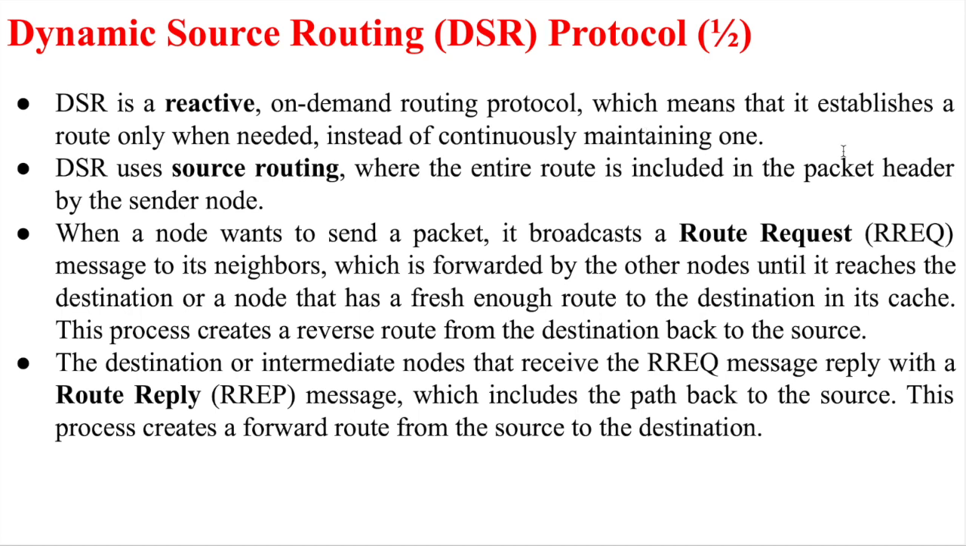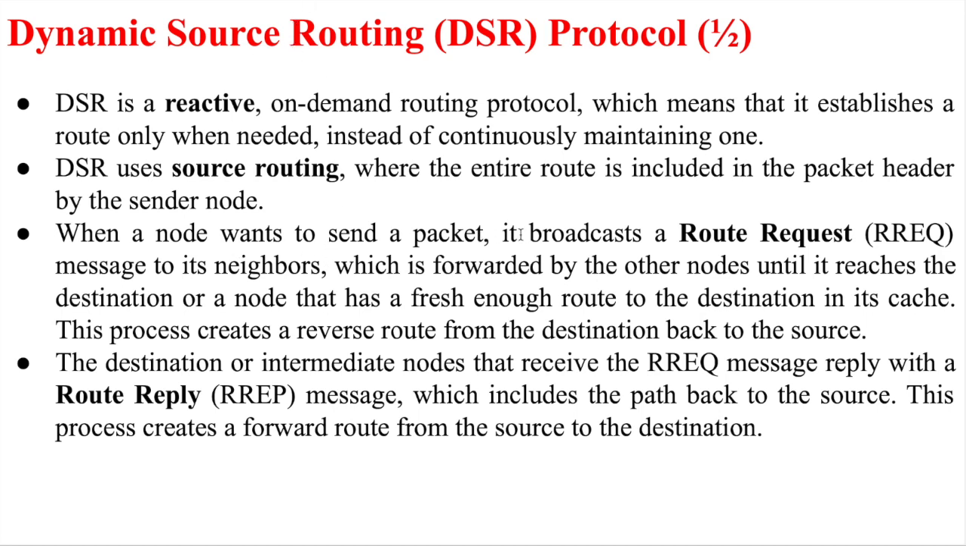That means whenever you require, you can make the path. And this is the source routing protocol where the entire route is included in the packet header by the sender. So whatever route you have traced, you need to put the entire route information inside the packet header. You are not able to select, okay, I can put the information for only the last two hops. You need to put the entire route information, because this is source routing.